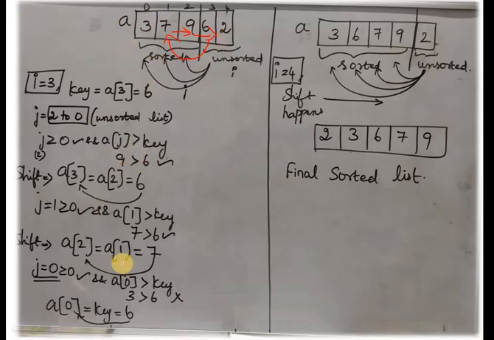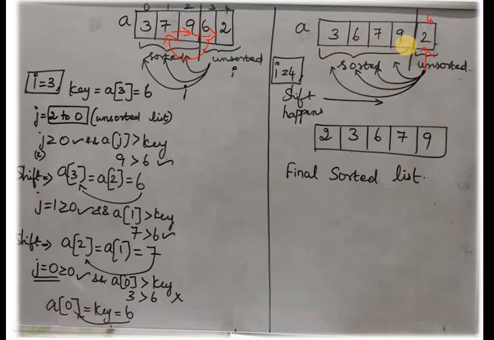The same procedure is repeated for I equal to 3. Then after this pass, your sorted list contains 4 elements: 3, 6, 7 and 9, and the next element is 2. I is equal to 4, so this is the 4th indexed element. That element is checked with all the elements in the sorted list.